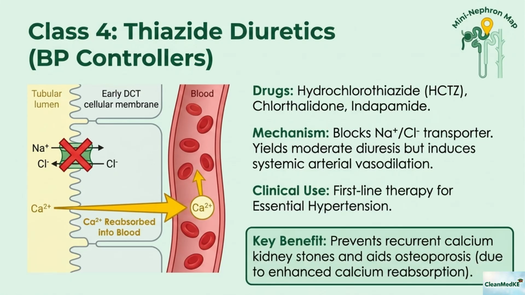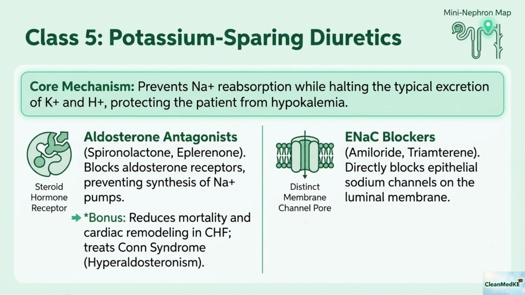Thiazides, like HCTZ and chlorthalidone, are our primary BP controllers. They block the sodium chloride transporter in the early distal convoluted tubule. While they provide moderate diuresis, they also induce systemic arterial vasodilation, making them first-line therapy for essential hypertension. A unique high-yield benefit, they enhance calcium reabsorption into the blood, which helps prevent recurrent calcium kidney stones and aids in osteoporosis.